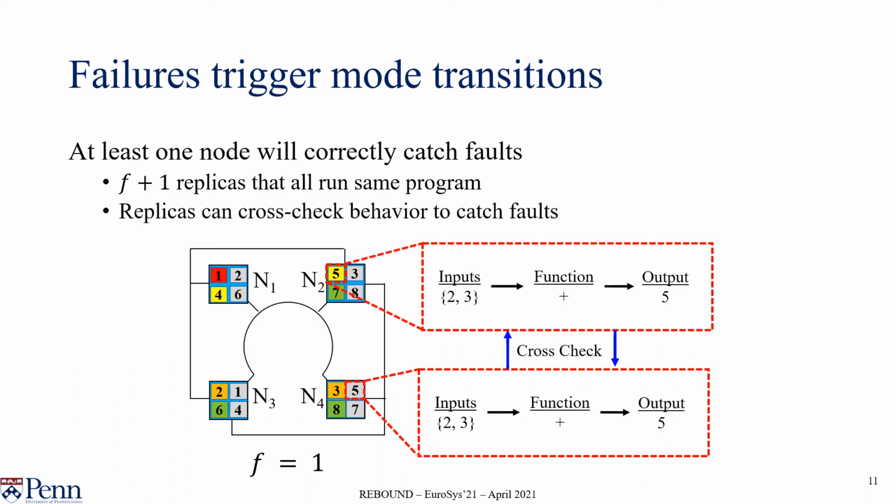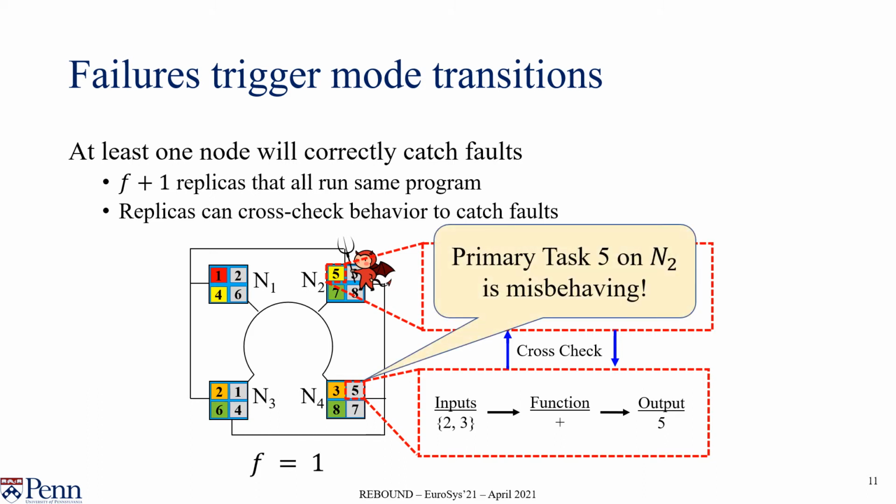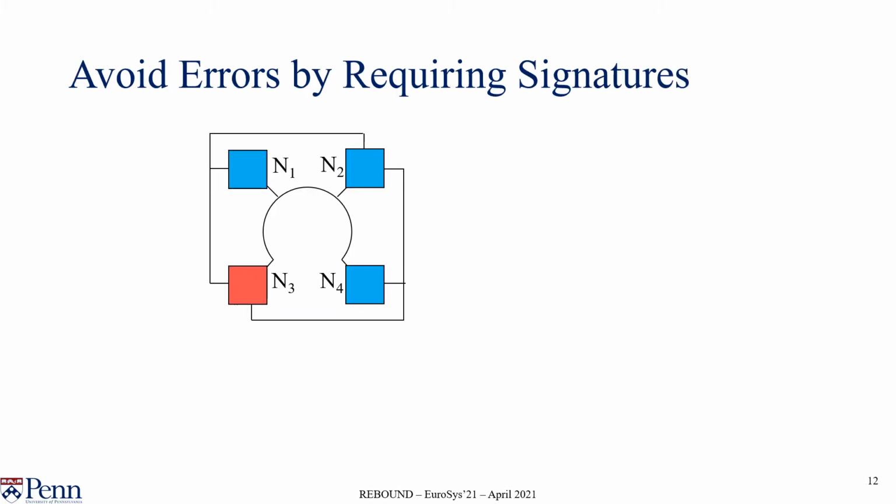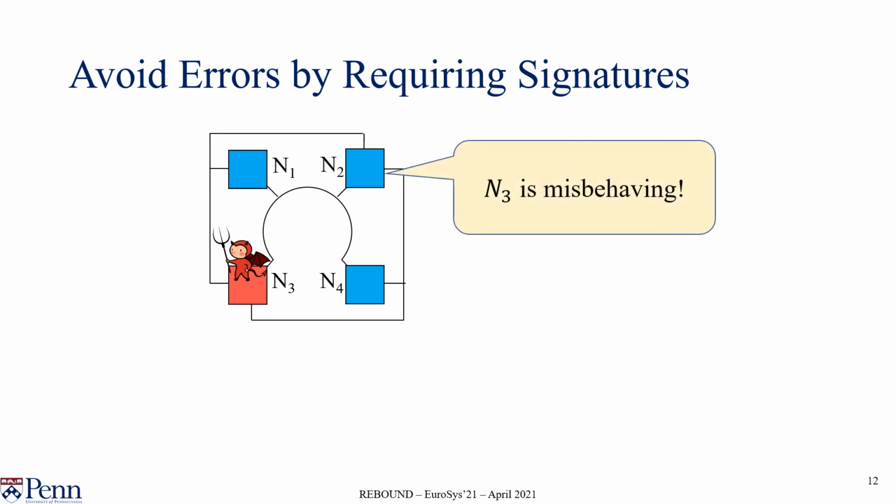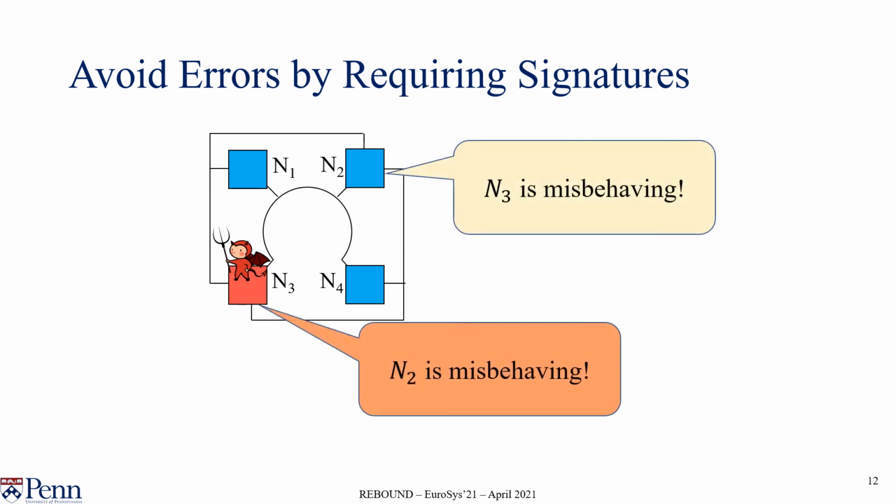Now, the two replicas cross-check one another to make sure the other one is behaving correctly. If node 2 misbehaves, then the copy on node 4 is able to catch the misbehavior and declare that node 2 is faulty. However, it's not quite so simple. Let's say node 3 is compromised and node 2 catches node 3 misbehaving. Node 3 can simply make a counterclaim that node 2 is misbehaving.